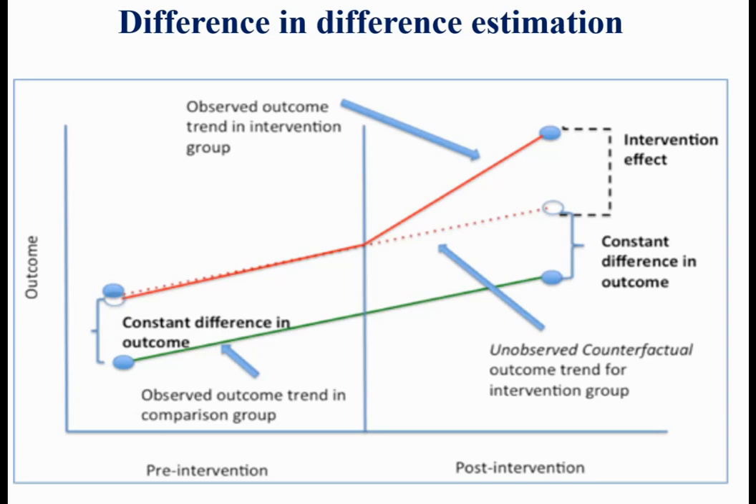So if you can see, we have two lines here, and this green line is used to represent our control group. That is the group that did not receive any treatment. And then this red line also represents the treatment group. That is the group that the policy affected, or the group that received a particular treatment.